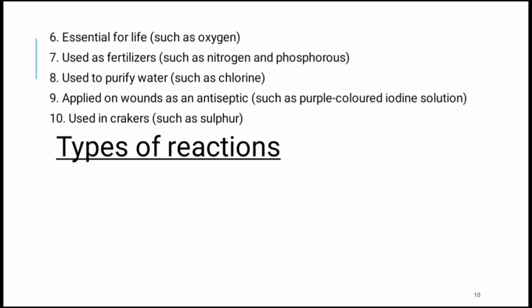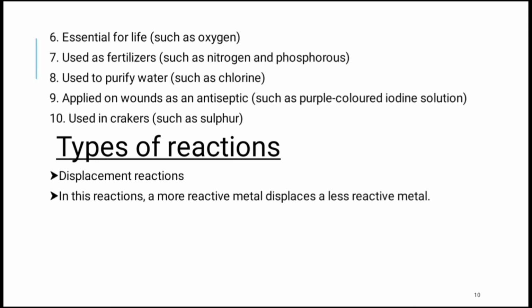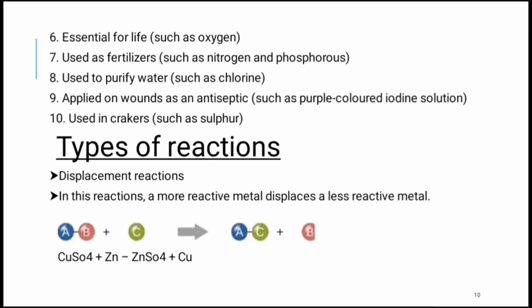Let us see the types of reactions. Displacement reaction. In this reaction, a more reactive metal displaces the less reactive metal. Let us understand it better by an example. Here we have AB plus C. Let us assume that B is less reactive than C. When they are both reacted, we get AC plus B. Here B is separated from A and C is placed in the place of B.